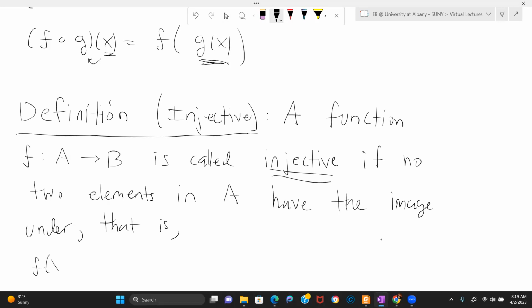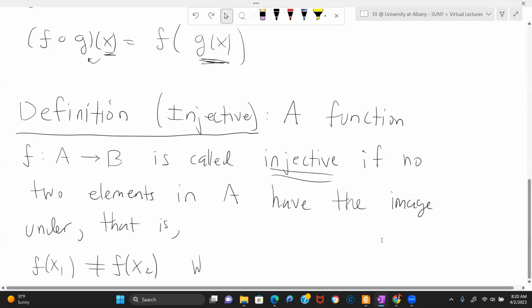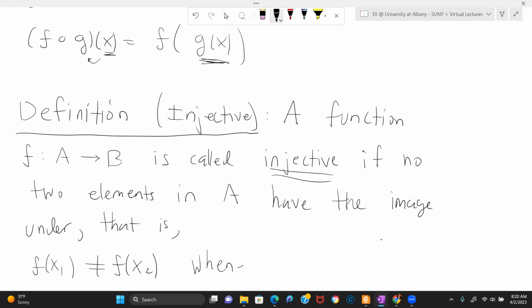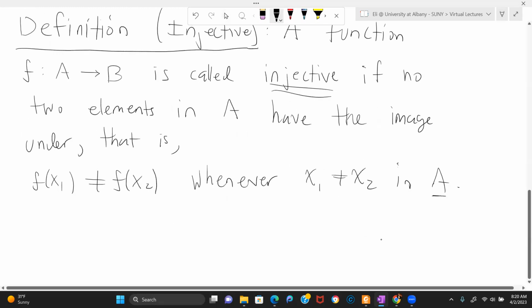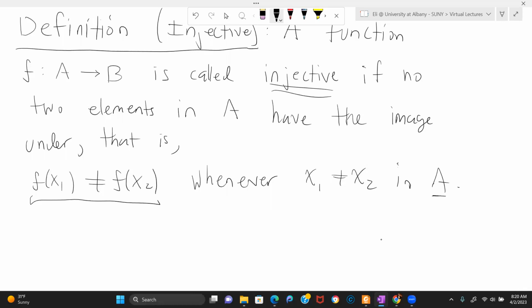Basically, f of x1 is not equal to f of x2 whenever x1 is not x2 in A. So x1 and x2 are points in A, but they're distinct. And so whenever you have two such distinct points, their outputs better be distinct also. So no two points get sent to the same point.